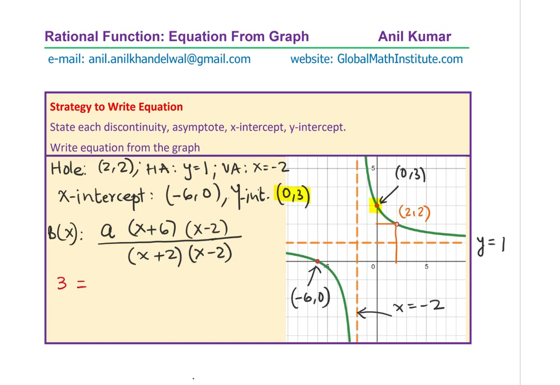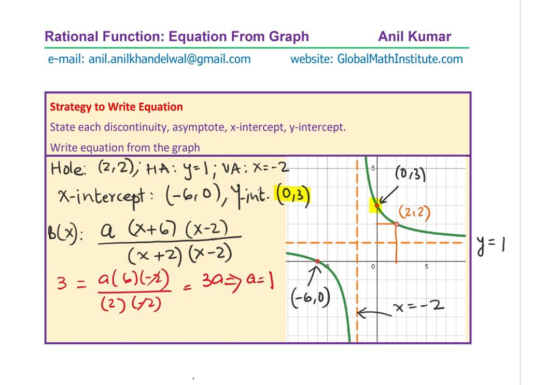So 3 equals a times 6 times minus 2 over plus 2 times minus 2. Now there's no need to write minus 2 as they actually cancel, right? So what we get here is 3a, and that implies that a is equal to 1.